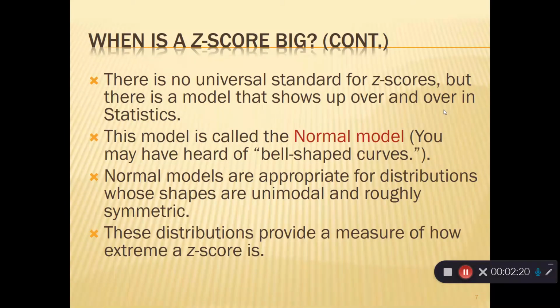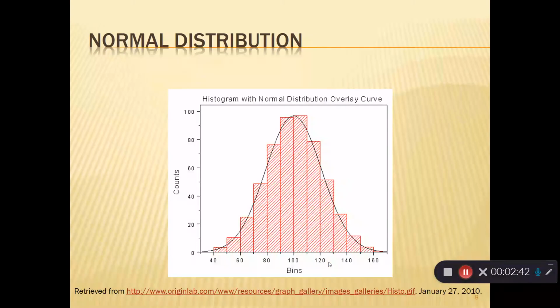So there's no universal standard for z-scores, but there's a model that shows up over and over in statistics called the normal model, or a bell-shaped curve. The normal models are appropriate for distributions whose shapes are unimodal and roughly symmetric. These distributions provide a measure of how extreme a z-score is. Here's an example of that bell-shaped curve. Every distribution that is unimodal and symmetric will have a different bell-shaped curve that can be drawn to it, but they're all different normal models.